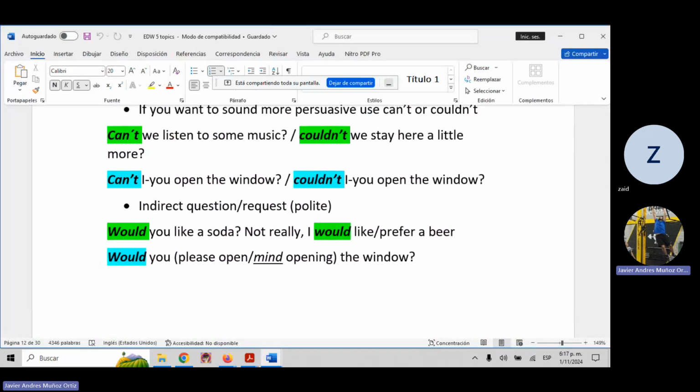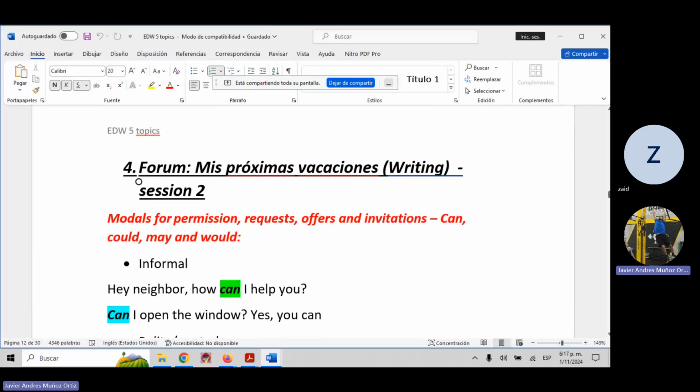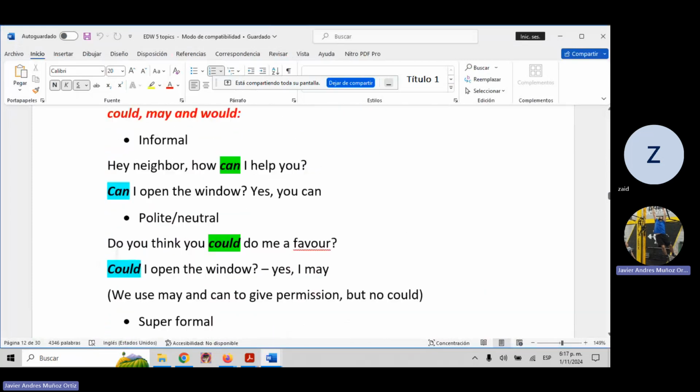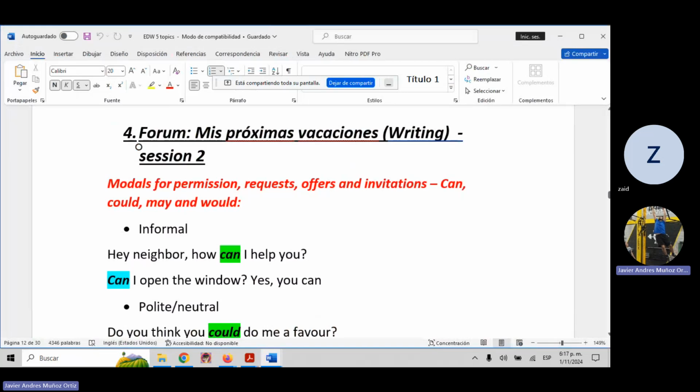Or an indirect question again, in terms of a polite request. Could you please open the window? Would you mind opening the window, for example? So this is another way to ask an indirect question in order to ask for permission, to offer something, to invite somebody to do something, or to request something for you. So this is the difference between these four verbs, can, could, may, and would, to ask for permission.